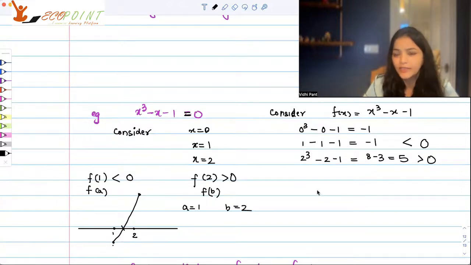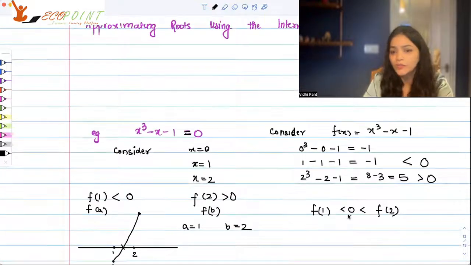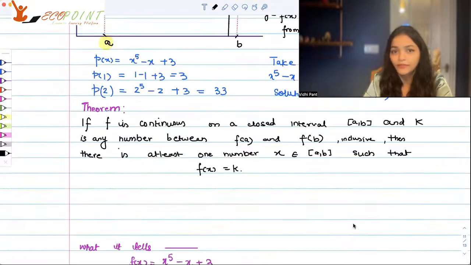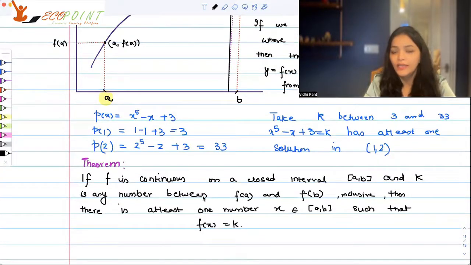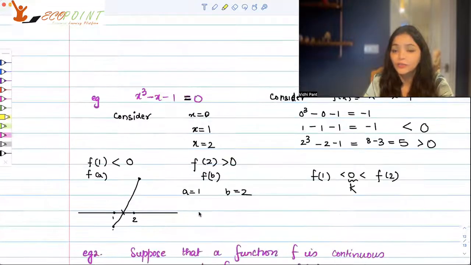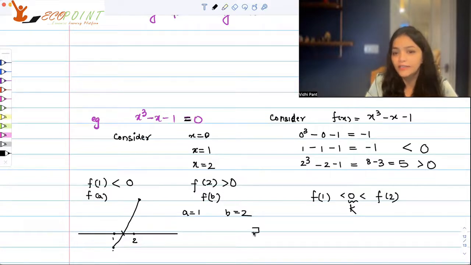What you realize is that 0 is a value which lies between f(1) and f(2). This value must be getting generated by some number which is between 1 and 2. So 0 is your k. K is any number between f(a) and f(b). Then there is at least one number x in [a, b] such that f(x) equals k. So that means there exists at least one x between a and b.